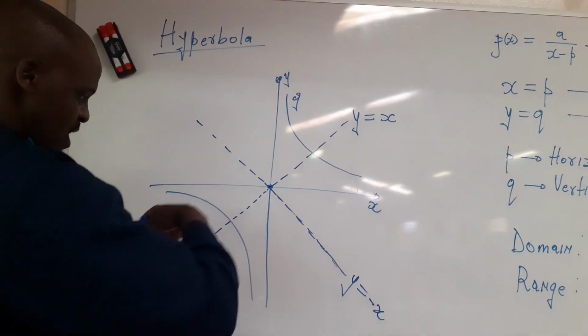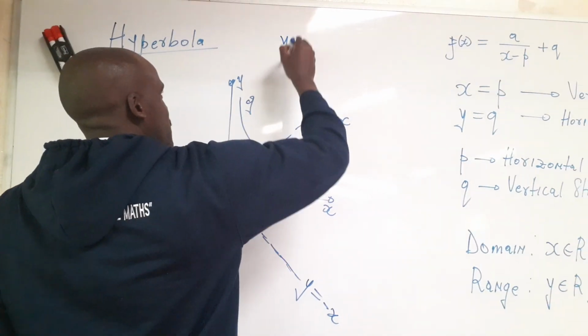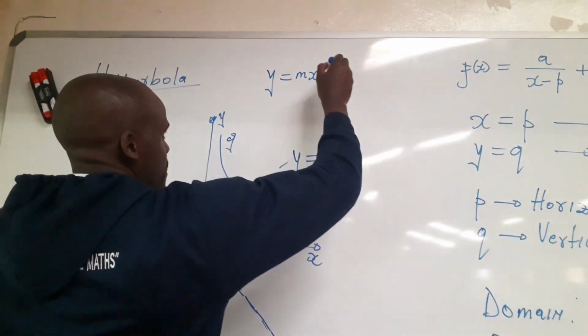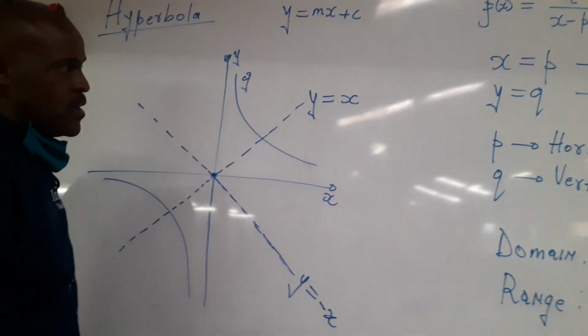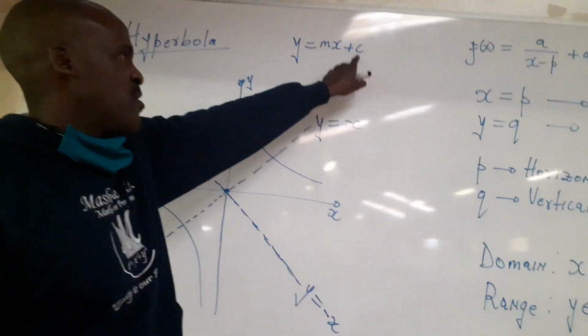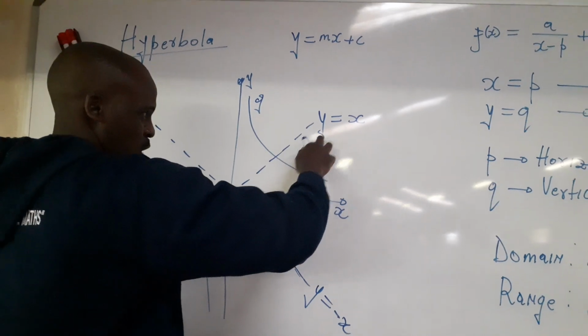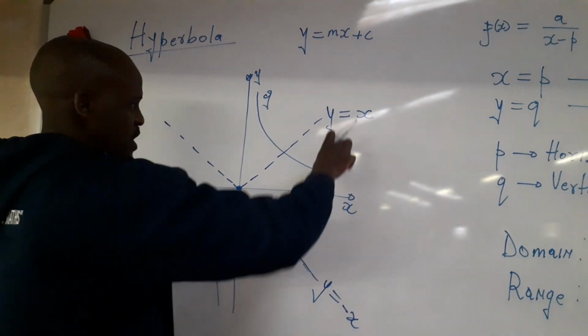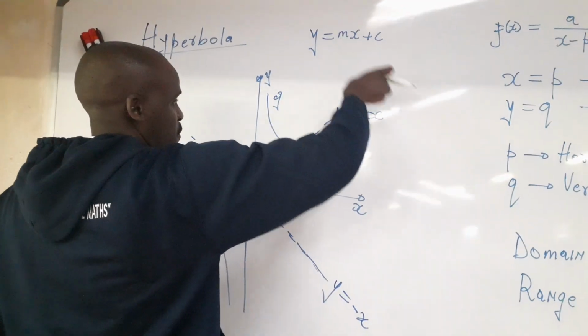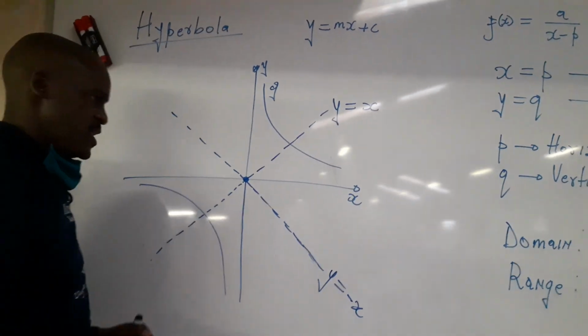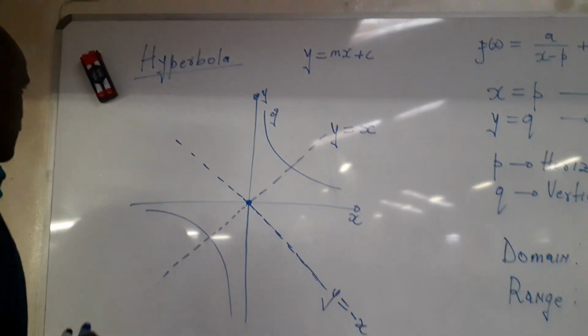Remember, this is a straight line. A straight line is given by y equals mx plus c. So the y-intercept is 0, the x-intercept is 0. That's the reason why we are having y equals mx, where in the place of m we've got positive 1, because this passes through the origin. The gradient is 1.